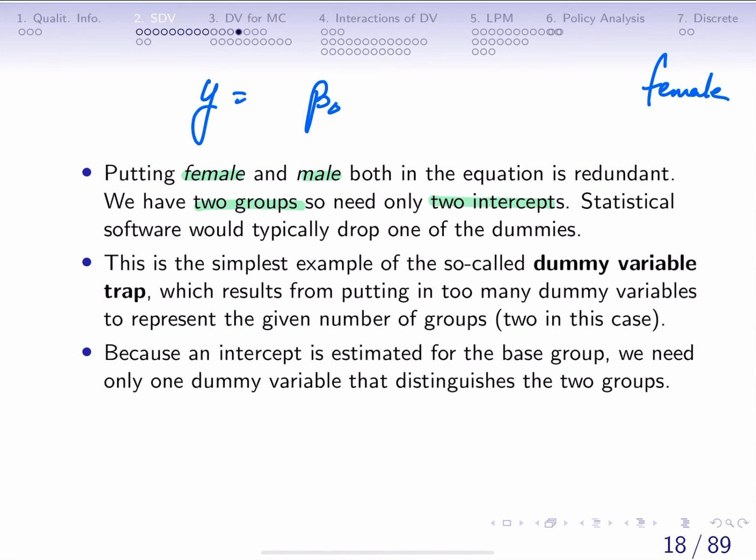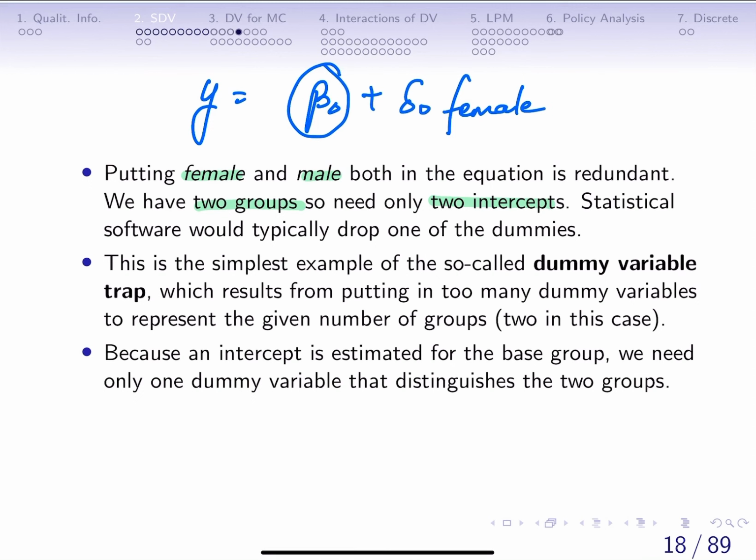So if you're writing out something like this, you do not need to have another variable here, because this variable itself captures what's going on with males, okay? And these two together tell you what's going on with females. So basically you plug in the value. So female equals 0 for males and equals 1 for females, right?